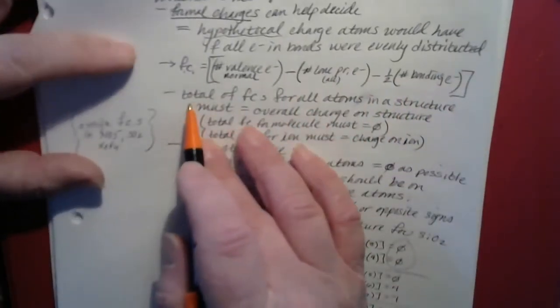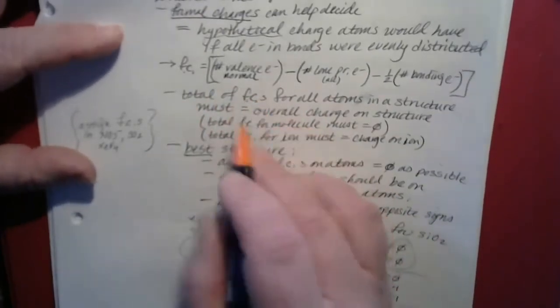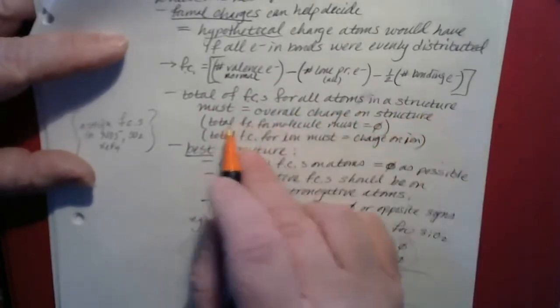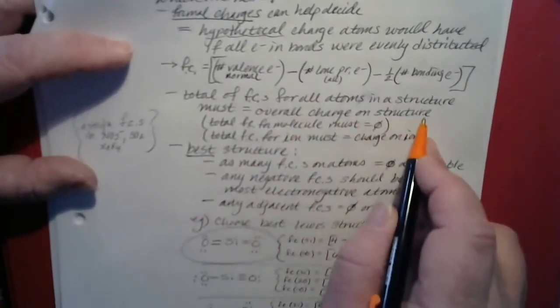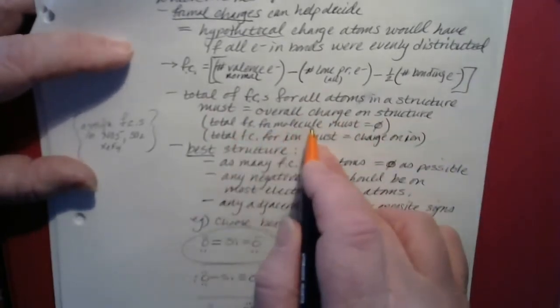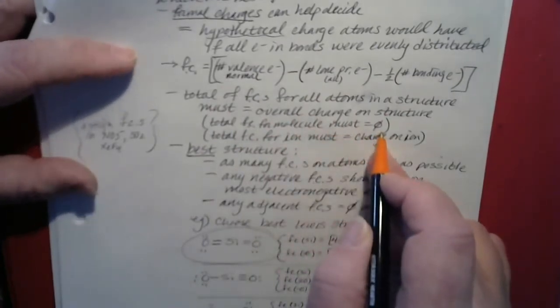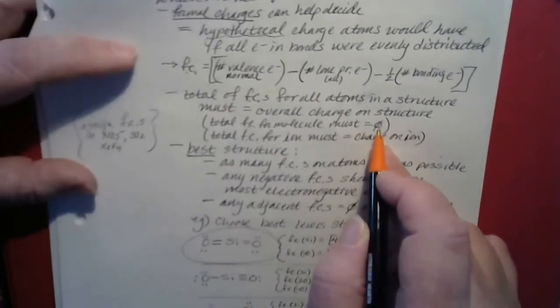The one rule is that for any structure to be valid, the total of all of the formal charges for all of the atoms in a structure has to equal the overall charge on the structure. So if we're talking about a molecule which has zero charge overall, then the total of all of the formal charges on all of the atoms had better add up to zero. Anytime it doesn't add up to zero, that structure is wrong.